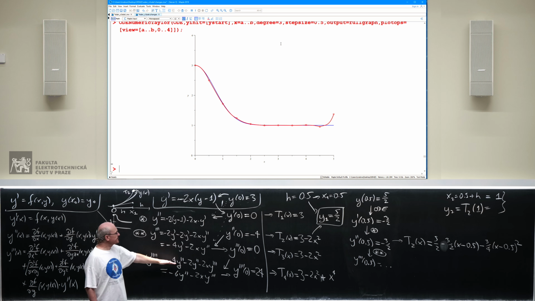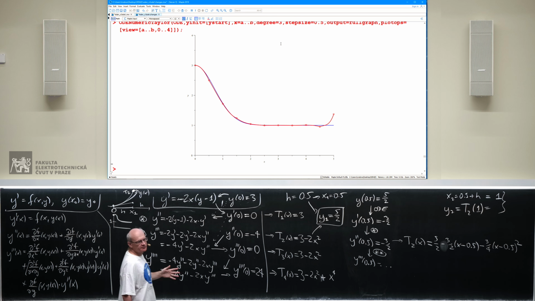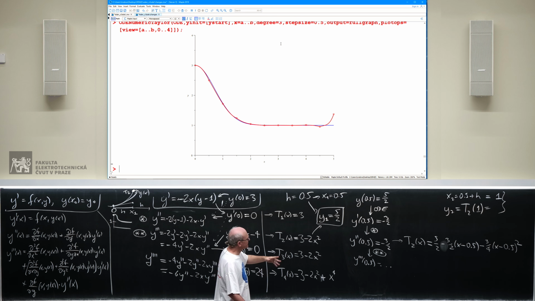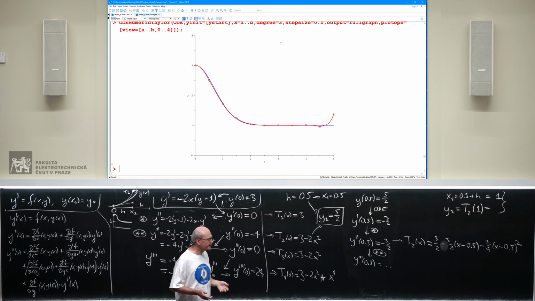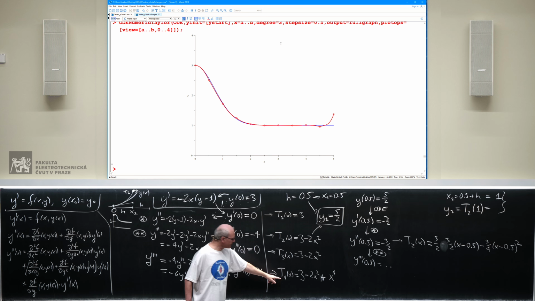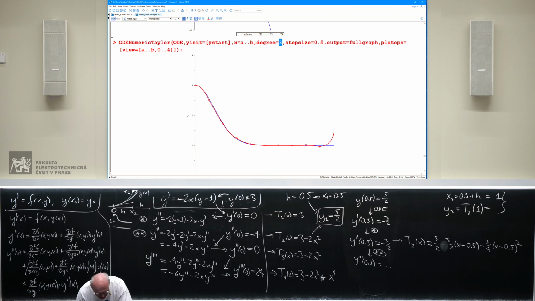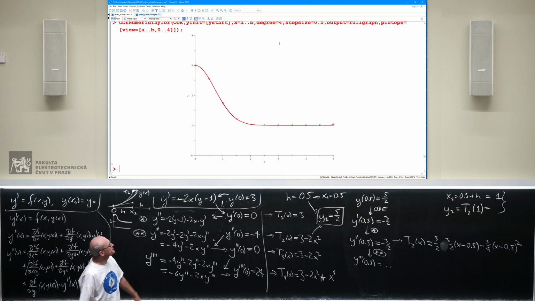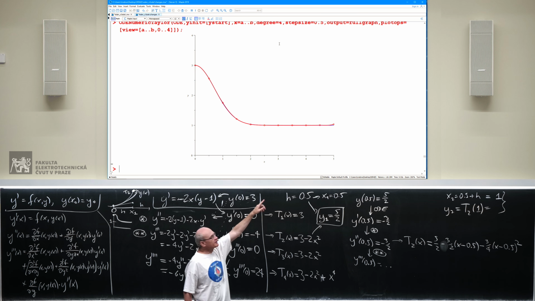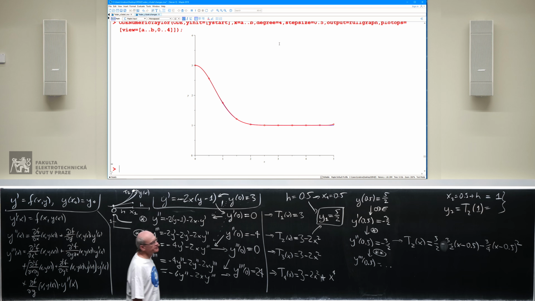But this increases the computational complexity. So let's say a compromise between good precision and the amount of work that you have to put into it seems to be T4. This is very popular. So let's go to degree 4. And we can see the departure at the end. It's still there, but otherwise, yeah, it looks really good.